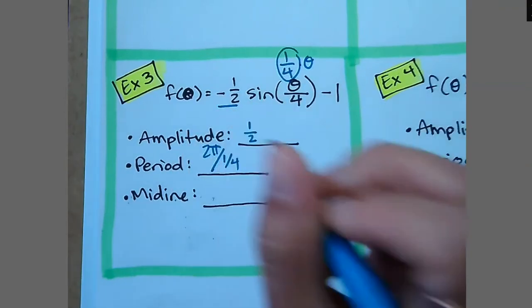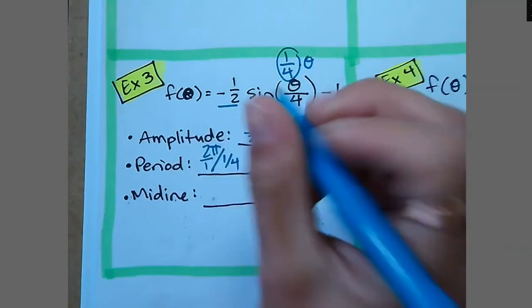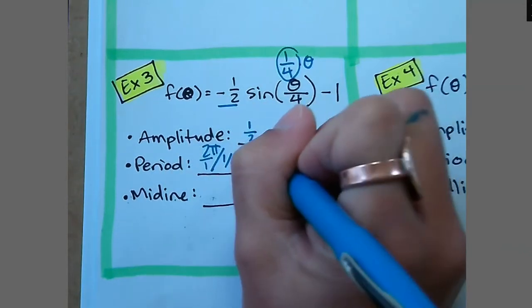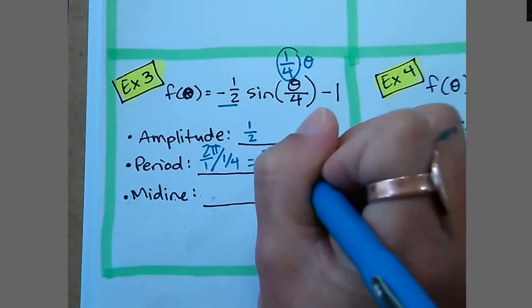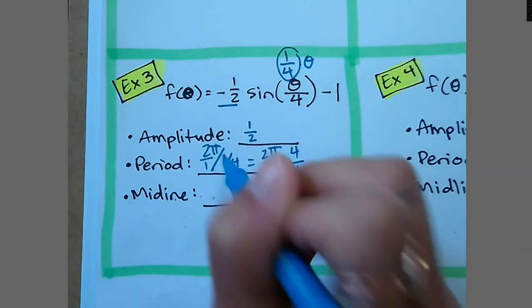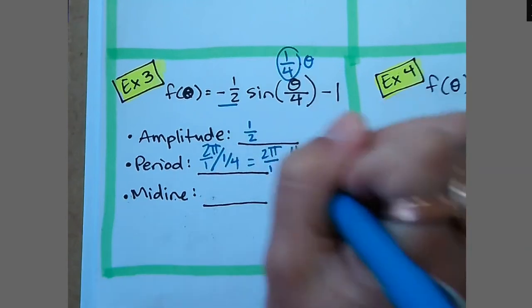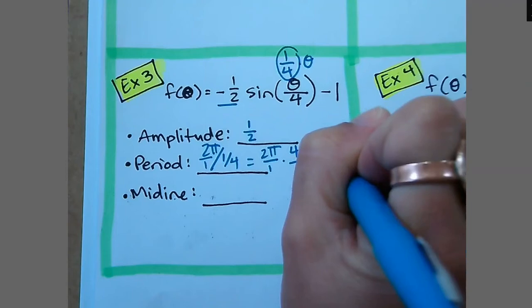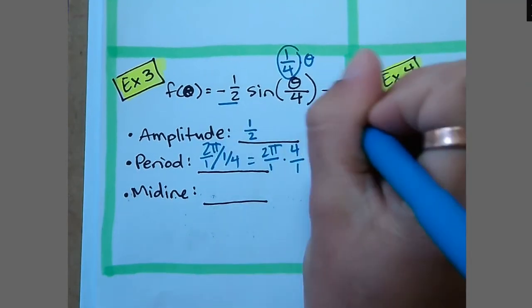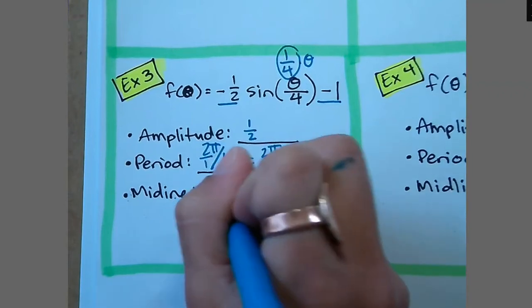Okay, but 2 pi can be written as 2 pi over 1. So since we are dividing fractions, it's going to be 2 pi over 1 times 4 over 1. Remember, keep change to multiplication and flip the last one. So now we can multiply across the top, and you're just going to get 8 pi. All right, and then the midline is just the number on the end. So it's going to be y equals negative 1.